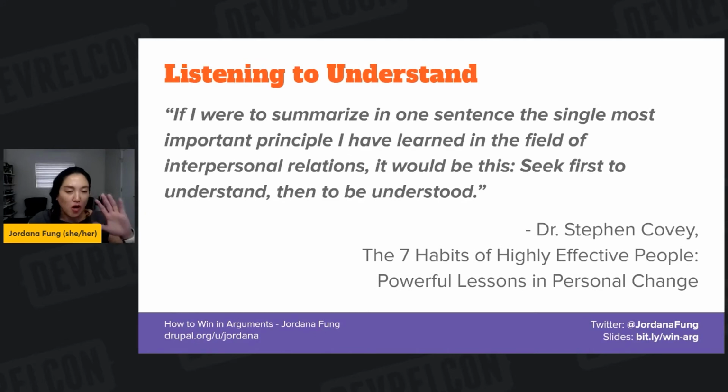If there's one thing I can have you take away, it's this. It's what Dr. Stephen Covey says: seek first to understand, then be understood.